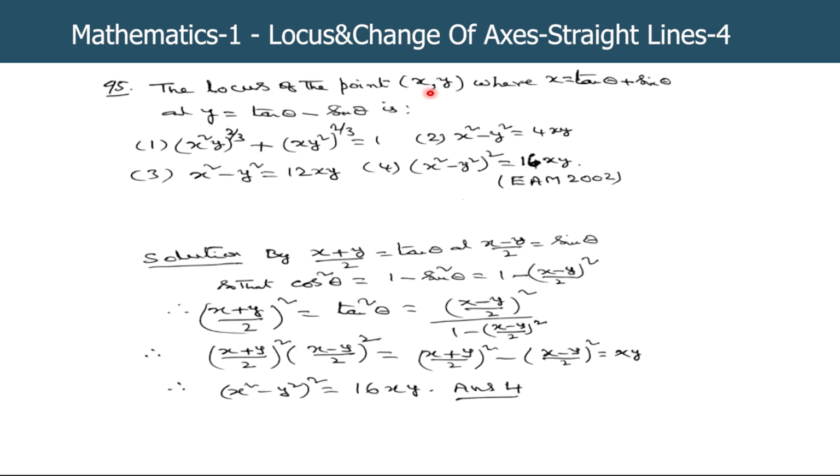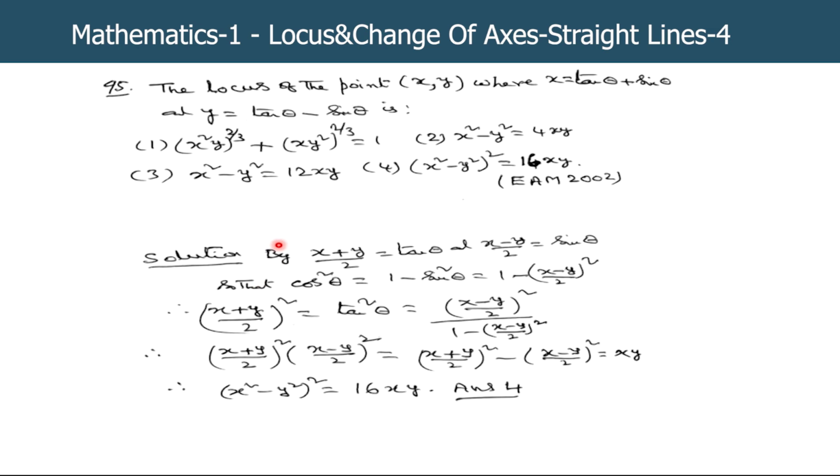95. The locus of the point x comma y, where x is equal to tan theta plus sin theta and y is equal to tan theta minus sin theta, is: 1) x square y whole to the power 2 by 3 plus xy square whole to the power 2 by 3 is equal to 1, 2) x square plus y square is equal to 4xy, 3) x square minus y square is equal to 12xy, 4) x square minus y square whole square is equal to 16xy. This is EAPCET 2002.